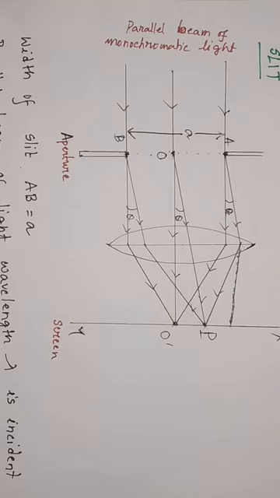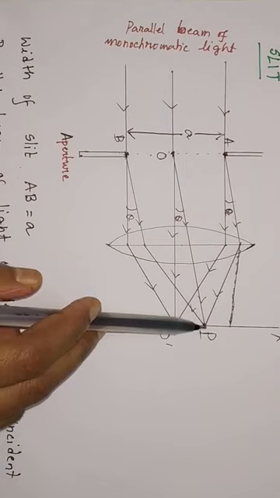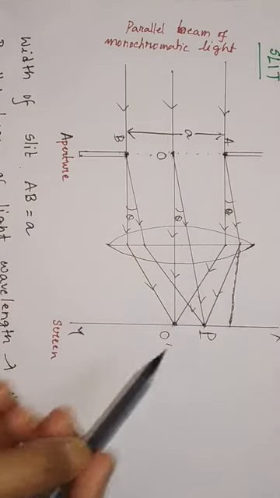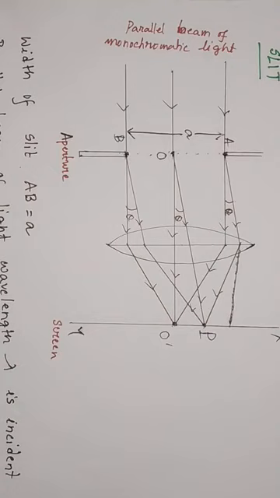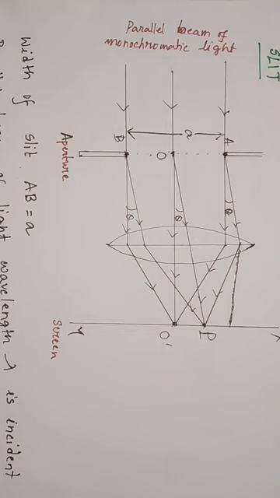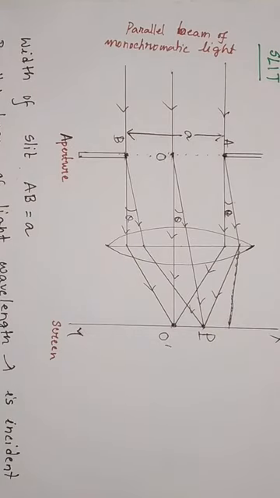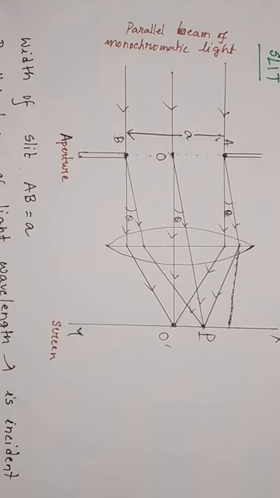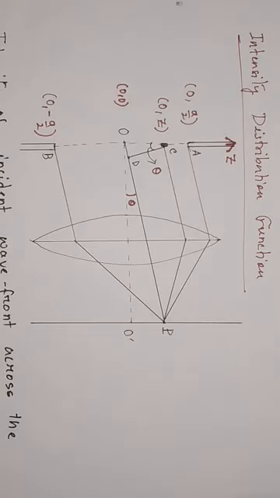As the rays meet at the point P, all the rays will superpose. Depending on the path difference between all the rays, we can determine what the intensity at point P will be. Now we'll find the general expression for the intensity at any point P on the screen, for the rays which are diffracted at an angle theta. The expression will be called the intensity distribution function.